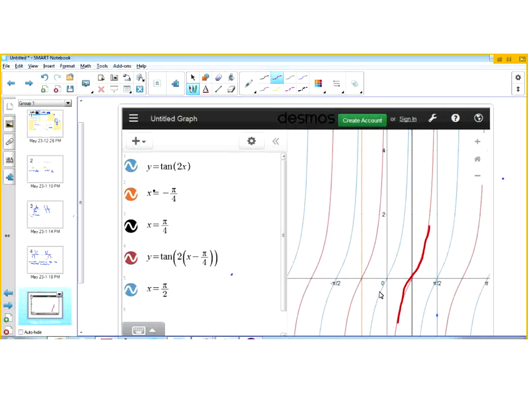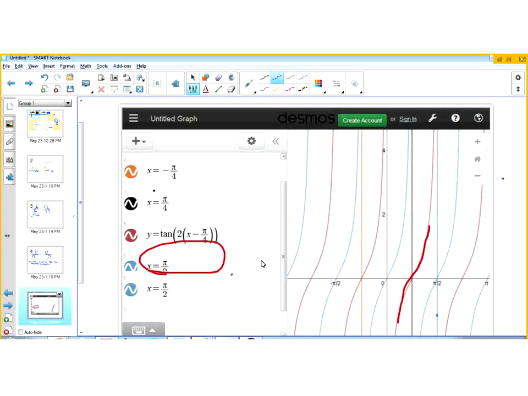Okay, so this graph is a combination of a horizontal shrink of the tangent function followed by a right shift. The next question, I guess, is how do we know the endpoints of the period of this function right here? How do we calculate the endpoints of this?